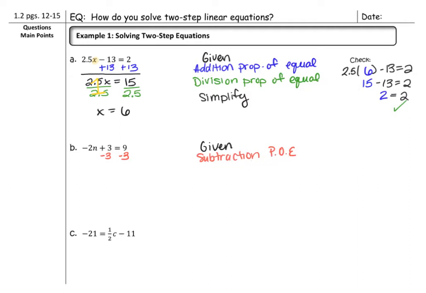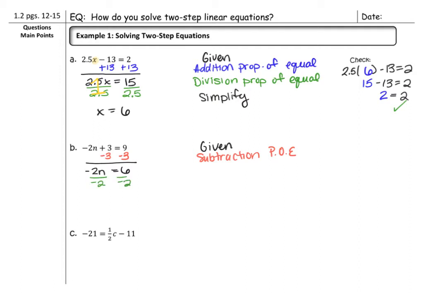From here on out, instead of having to write property of equality or abbreviate it, we're just going to write PO, which means property of equality. It'll be a little bit faster for us. Once we subtract the 3 from each side, we get negative 2x is equal to 6. And remember, this positive 3 and this negative 3, that's going to zero out. So the next thing we're going to do to isolate the variable is divide by negative 2.